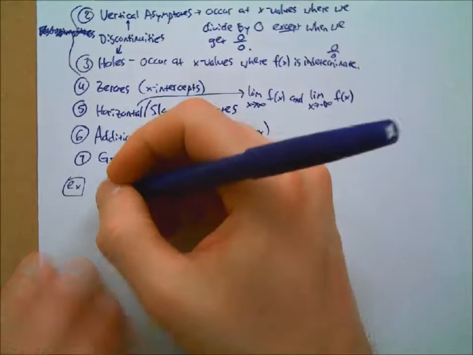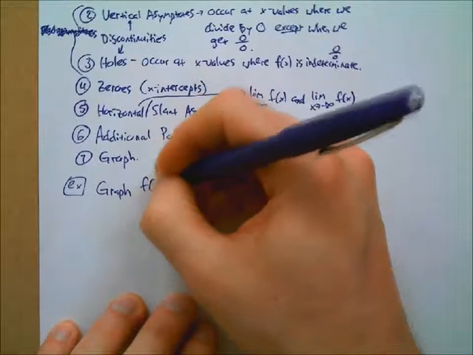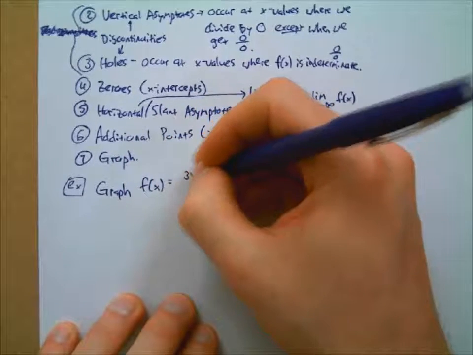First example. So we're going to graph, and here's our rational function. 3x over x minus 1.